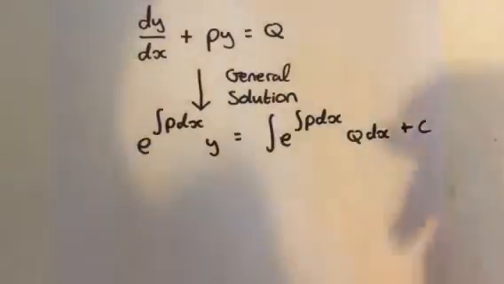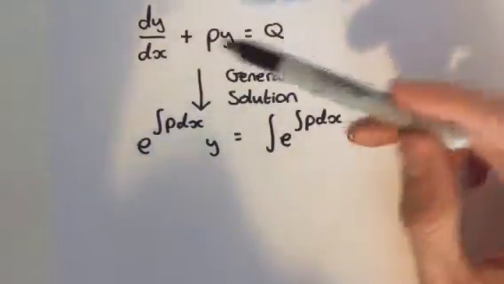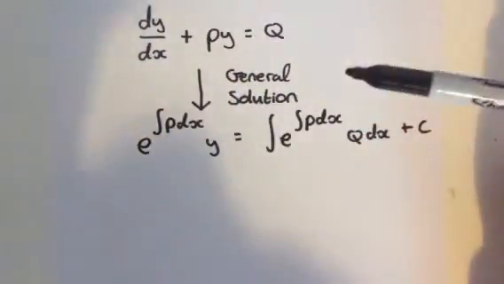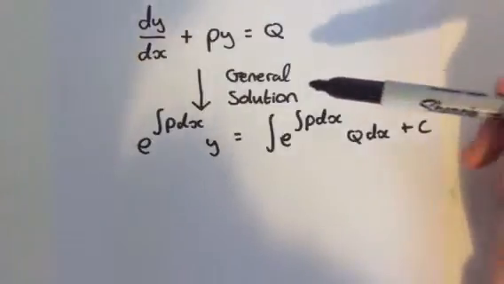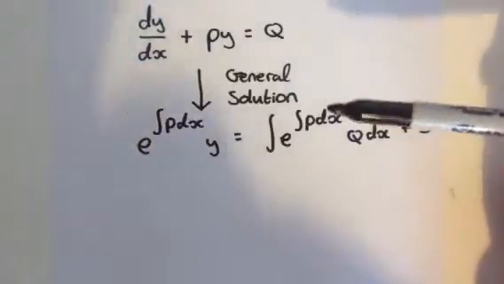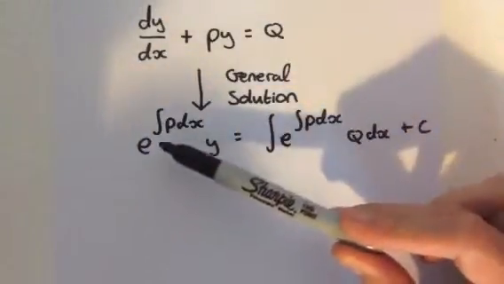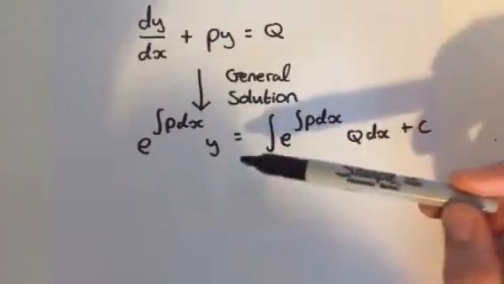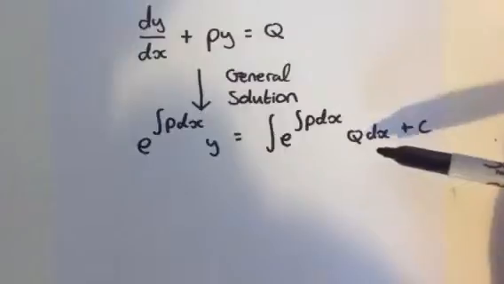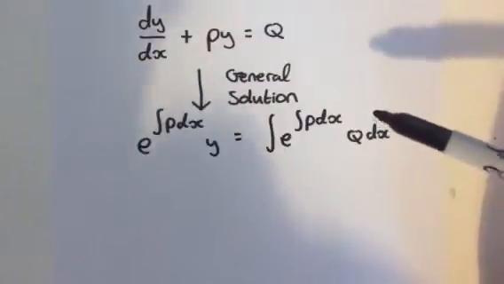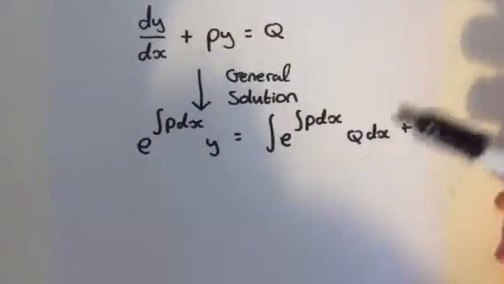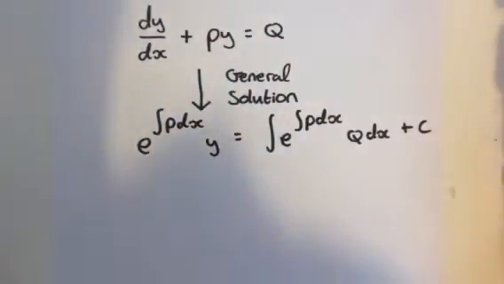Hello, so here we have a differential equation, dy/dx + py = q. In this video, we're going to prove that the general solution to this first order differential equation is e^(∫p dx) y = ∫ e^(∫p dx) q dx + c, where p and q are functions of x. Okay, so let's get started.